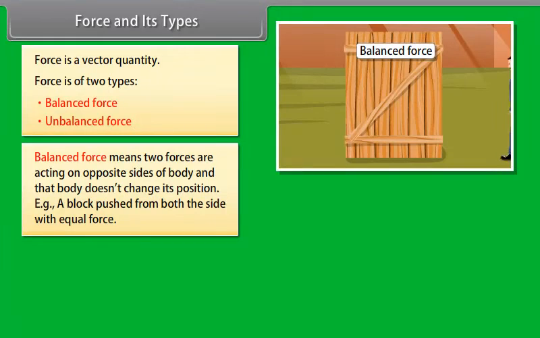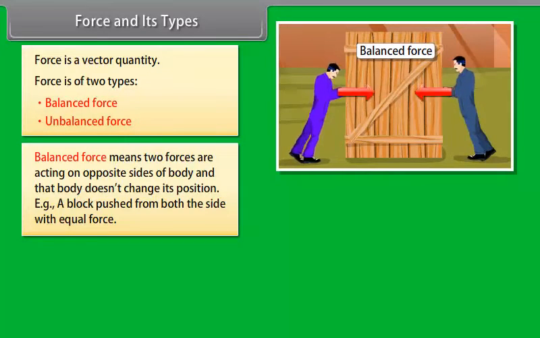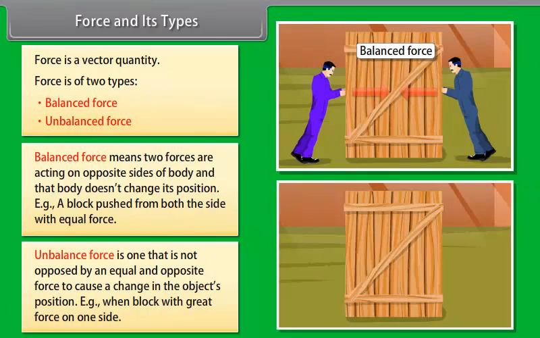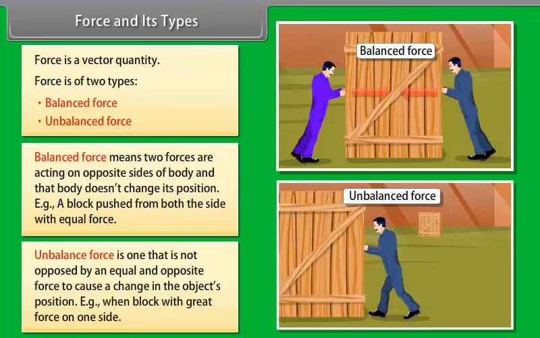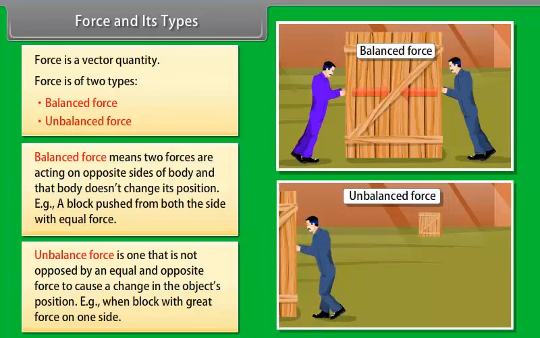Balanced force means two forces are acting on opposite sides of the body and that body does not change its position. Example: a block pushed from both sides with equal force. Unbalanced force is one that is not opposed by an equal and opposite force, causing a change in the object's position. Example: when a block is pushed with great force on one side.